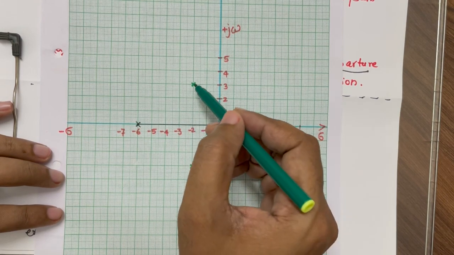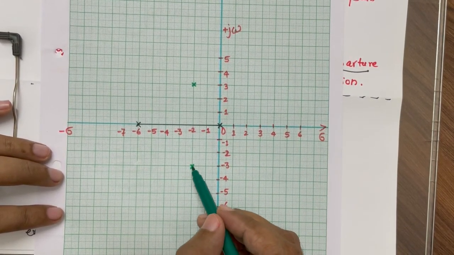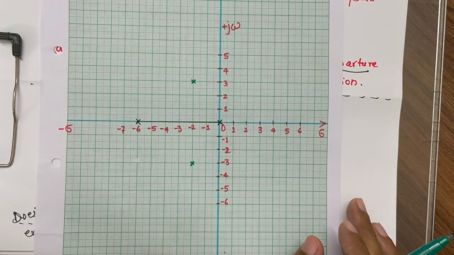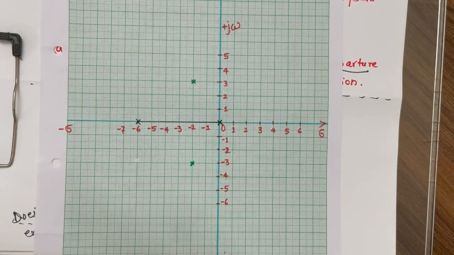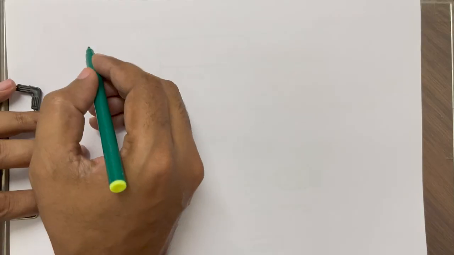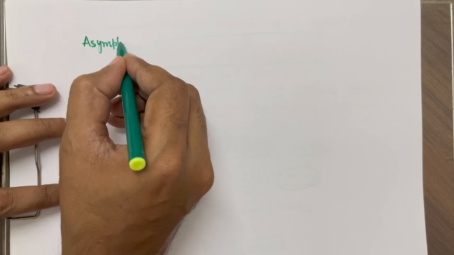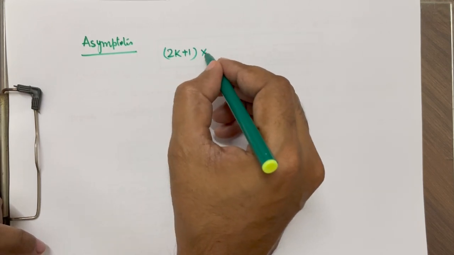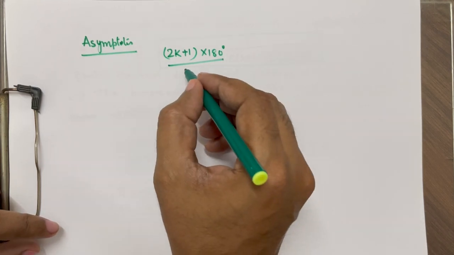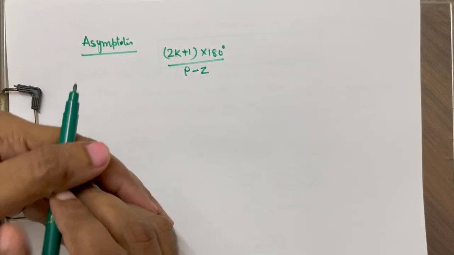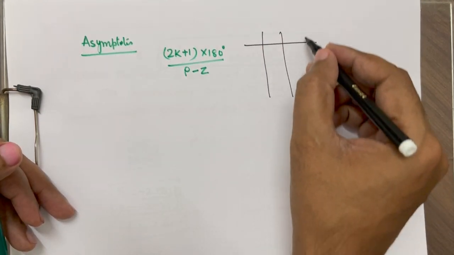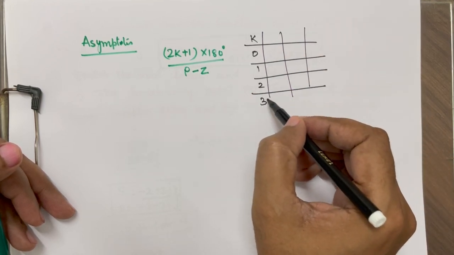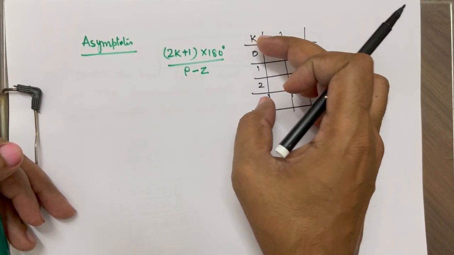Now the real problem when we have complex poles is which direction we are going to draw each branch. For that purpose, we are going to find the angle of departure. Before that, let us draw the asymptotes. For the asymptote calculation, we need to use the formula for the angle: (2k plus 1) into 180 degrees divided by poles minus zeros. For various values of k, we are going to get the angles, for k equal to 0, 1, 2 and 3.